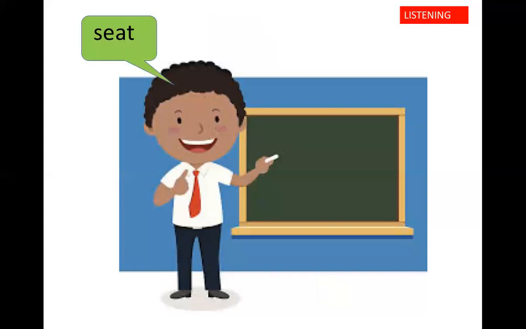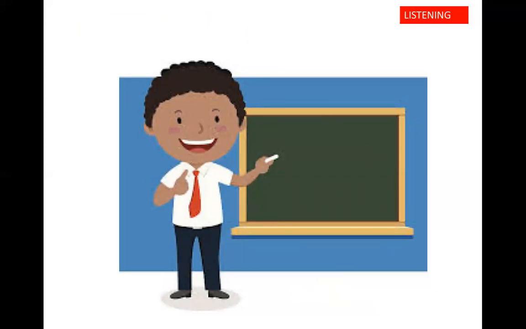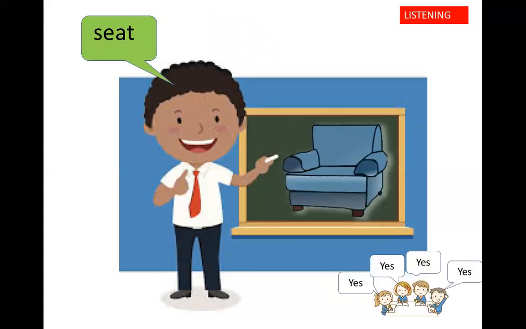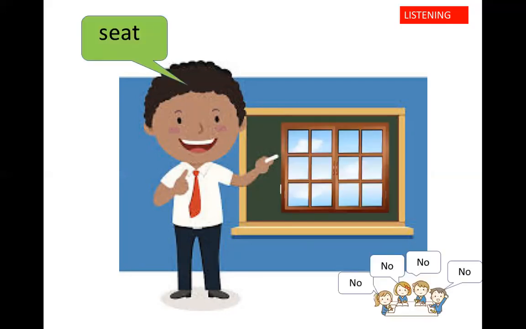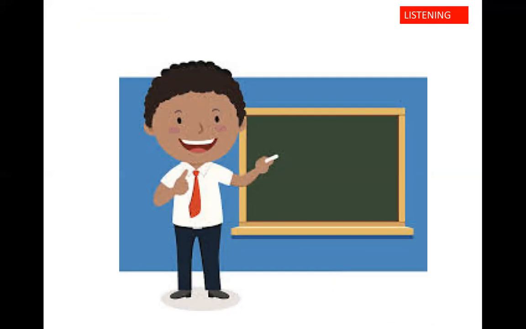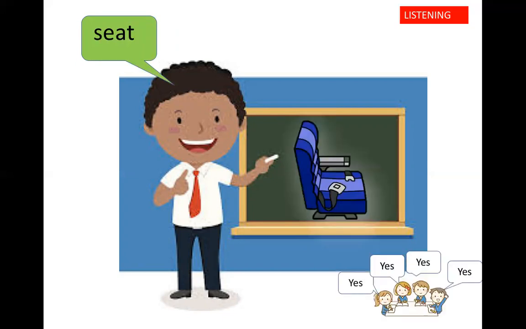What shall we do? The teacher will say the word seat, puts up a picture after a second or two, and the kids will say yes. The teacher will say the word seat again, seat. And the picture appears, and the students will say yes. The teacher will do it again, seat. Picture, the kids will say no. Then we do it again. You say the word seat. One or two seconds later, you put a picture, and the kids will say yes.